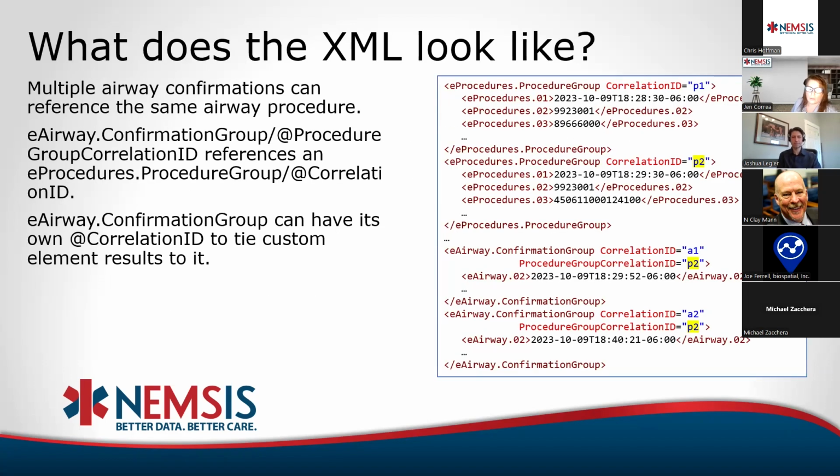So that is the correlation IDs. That's the next part that we're going to talk about, the correlation IDs versus the UUIDs. Are there any questions that are specific to the correlation IDs themselves?